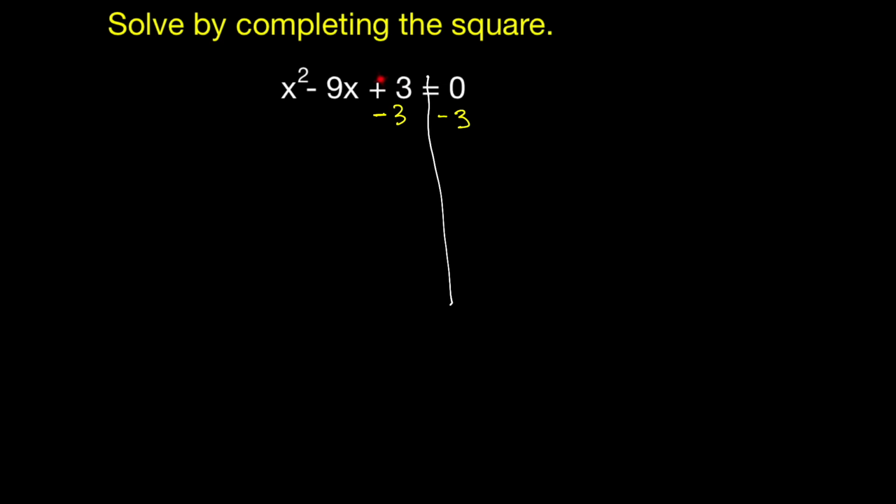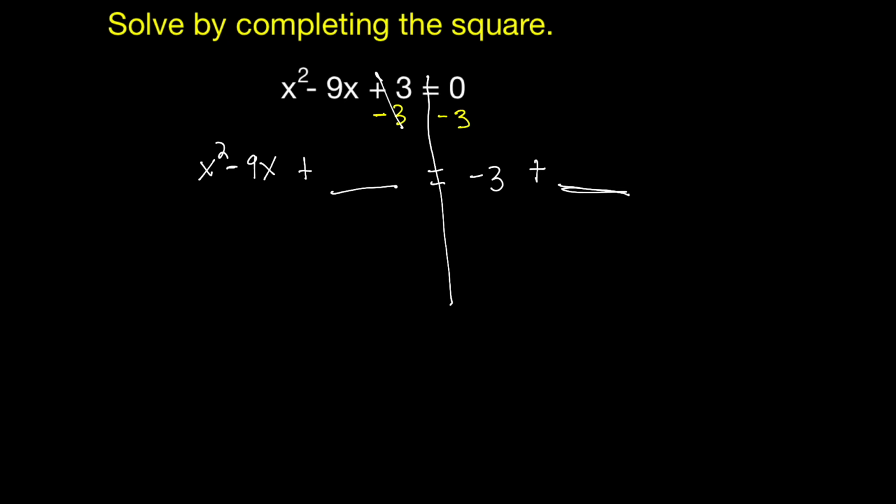So the 3's are going to cancel out. And then I'm going to have x squared minus 9x. I'm going to leave some room because I'm going to complete the square. And then on the right hand side, 0 minus 3, that's going to be negative 3. And whatever I do to one side of the equation, I'm going to have to do it to the other. So here I'm also going to be adding by that quantity.